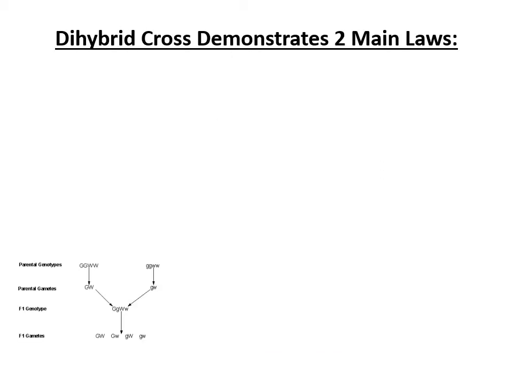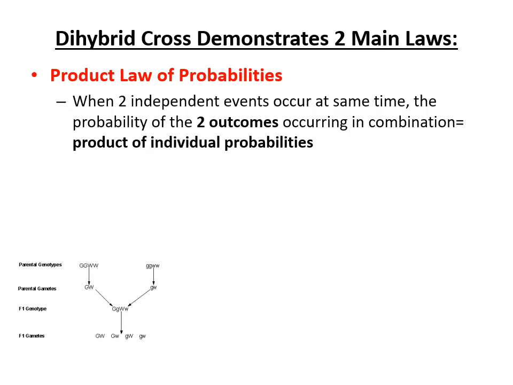So now when we talk about the dihybrid cross, you'll notice that it actually demonstrates 2 main laws of genetics and inheritance. The first one is the product law of probabilities. And that's basically telling you that when 2 independent events occur at the same time, the probability of the 2 outcomes occurring in combination is the product of individual probabilities.